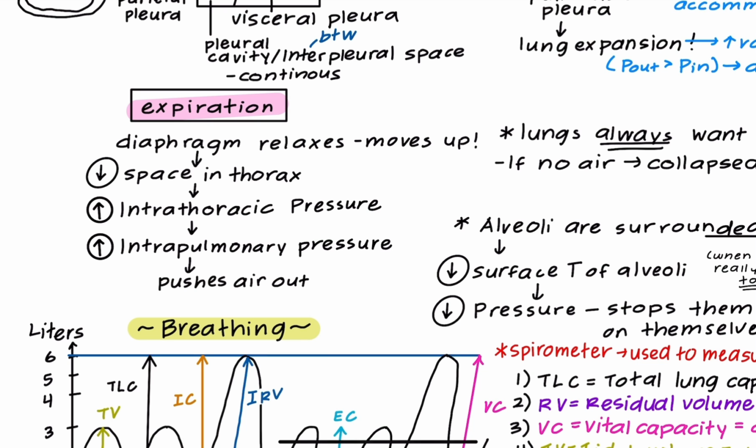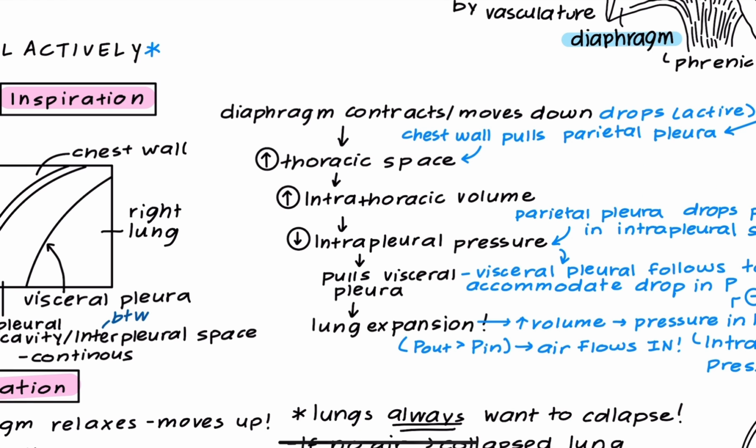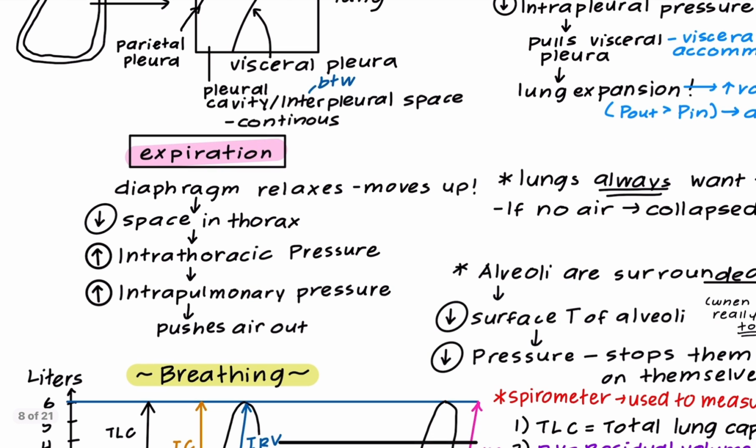When you inhale, the diaphragm contracts and the chest expands. Negative pressure draws air into the lungs. When you exhale, the diaphragm relaxes and air is pushed out as the lungs recoil.